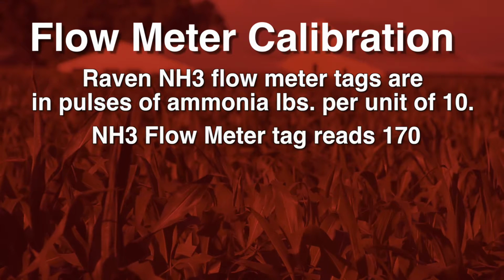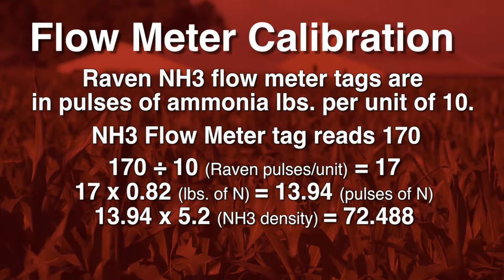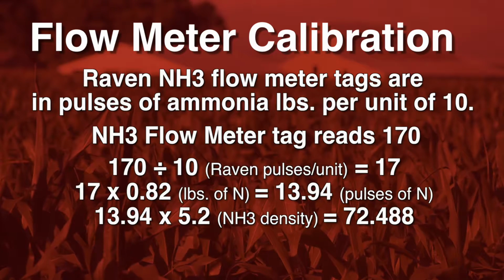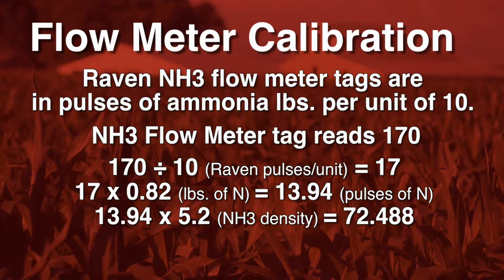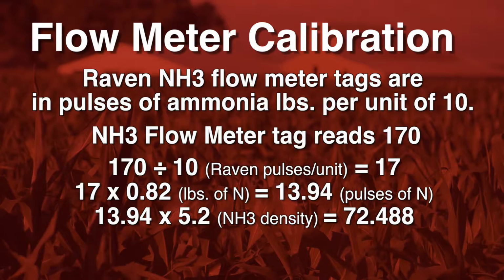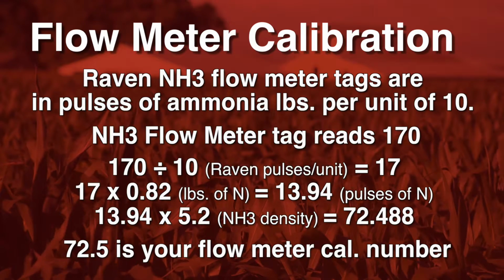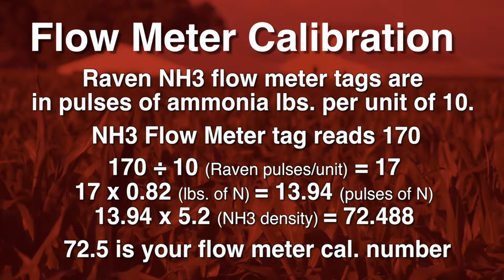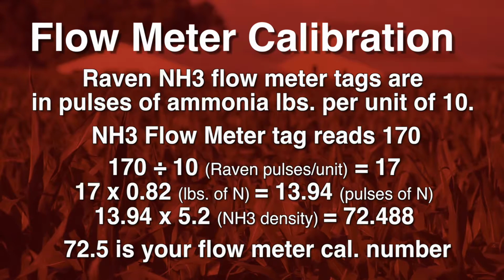For example, if the flow meter tag says 170 pounds of N, 170 divided by 10 equals 17. 17 times 0.82 equals 13.94 pulses per unit of nitrogen. 13.94 times 5.2 equals 72.488. Rounding to the nearest tenth, 72.5 is your flow meter calibration number. Enter 72.5 for the meter cal on the configuration screen. This number is finely tuned during the calibration process of the flow meter later in this video.